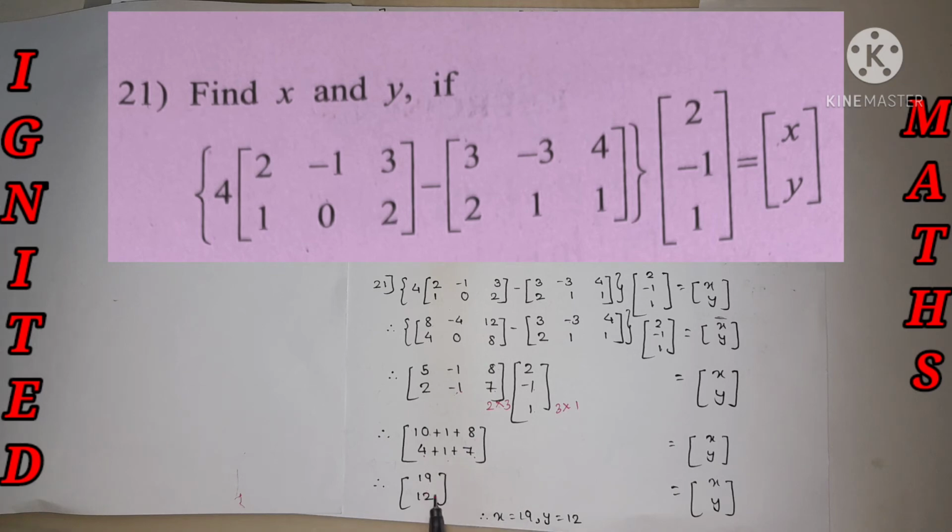Just put the value and we have found the values of x and y. By relating the matrices by equality of matrices, that is nothing but x is equal to 19 and y is equal to 12. This is what the question asks.